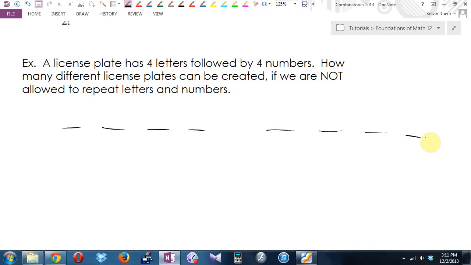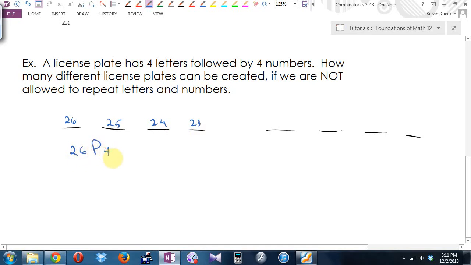How many different license plates can be created if we're not, oh, how many choices do I have for the first letter? There's 4 letters. How many choices do I have for the first letter? 26. Then 25, because it says not repeating. Then. Now this also happens to be 26P4, but you know what? It's not that much longer just to write out the blanks, because that's from 26 letters, permutate 4 at a time.